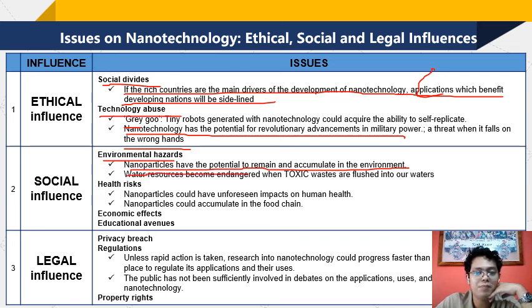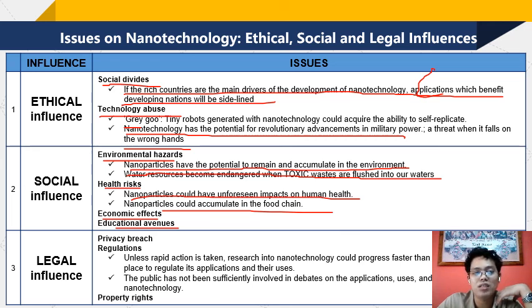And then water resources become endangered when toxic waste is flushed into our waters. No, we are even having a hard time with the microplastics pollution problem. How much more if we are already experiencing pollution problems out of these nanomaterials. And then health risk. One of the health risks is nanoparticles could have unforeseen impacts on human health. And then nanoparticles could accumulate in the food chain as well. Also, we have economic effects and educational avenues that nanotechnology could also greatly affect.